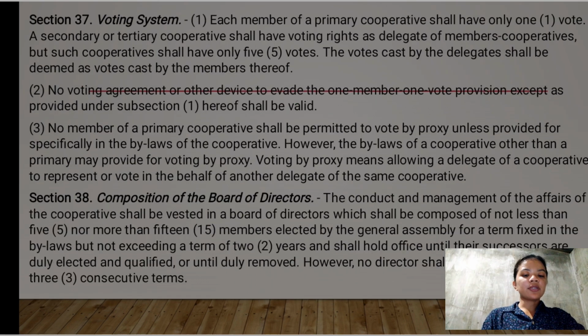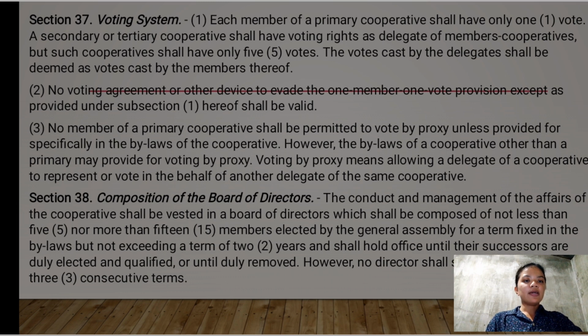vote. Section 37, it explains the voting system for cooperatives. First, each member of a primary cooperative is entitled to 1 vote. Second, a secondary or tertiary cooperative can vote as a delegate for its member cooperatives, but it is limited to 5 votes. The votes cast by the delegates are considered as the votes of the members of the secondary or tertiary cooperative. Section 38, it outlines the composition and terms of office for the board of directors of a cooperative.